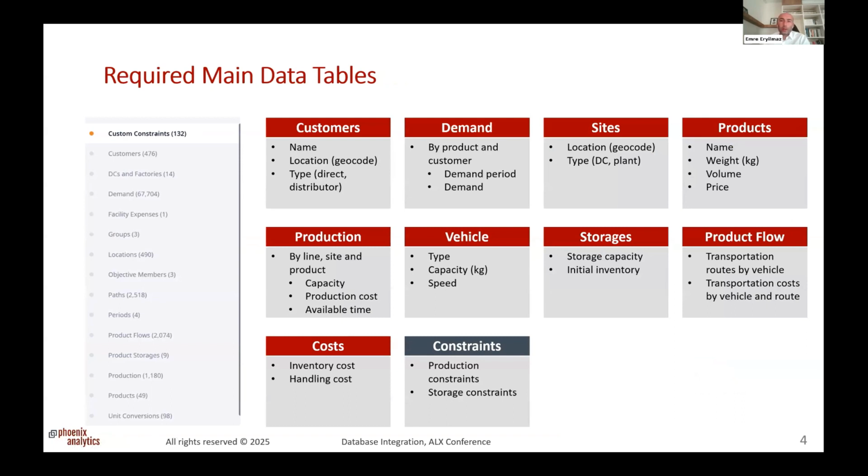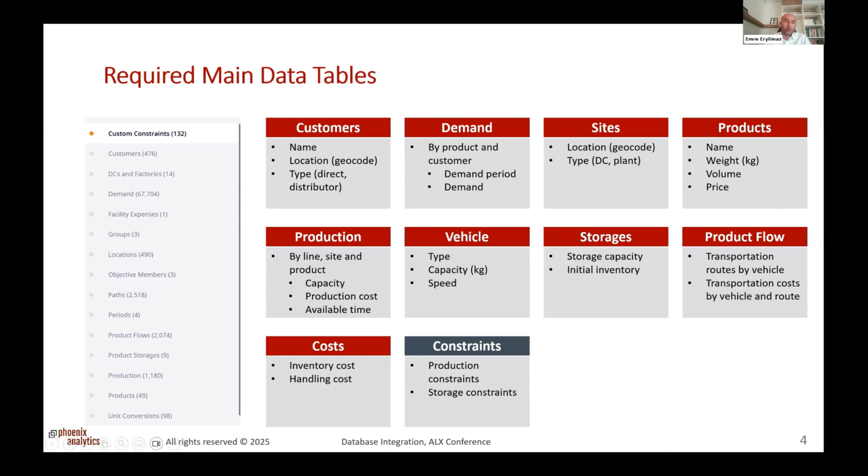So what are the data? Which data are we using to maintain the digital twin of the supply chain network? On the left-hand side, there is a screenshot of the ALX, and you can see the table names here. There are custom constraints, customers, DCM factories, and you can see the row numbers here. For example, for the demand for this country, there are almost 70K demand rows.